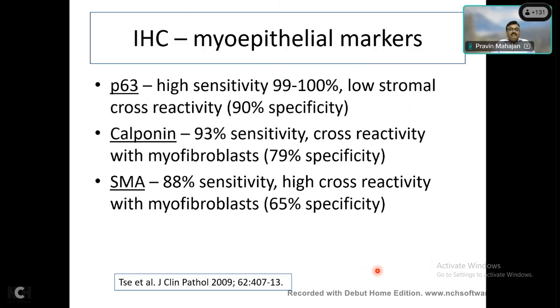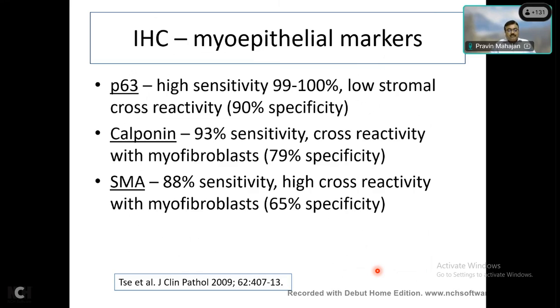So there are these different markers I already enumerated to show whether there are myoepithelial cells or not in the papillary lesions. What is most commonly used is P63. It is a nuclear marker. It has a high sensitivity, around 99 to 100% of the time, and it has very low stromal cross reactivity. So it has very good specificity as well.